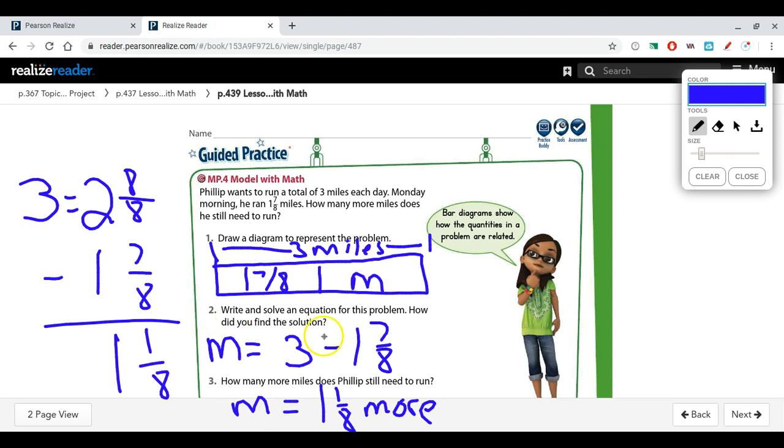So I'm going to pop back up to this problem number 2 really quick and write and solve an equation for this problem. This is one way that we can write and solve an equation. The other way that you can write and solve an equation is where you put your total, so your 3 miles, on one side, and then I'm going to have my part on the other side. So I have 1 and 7/8 added to m. And then to solve this, we would set it up this way to where we would subtract 1 and 7/8 from 3.